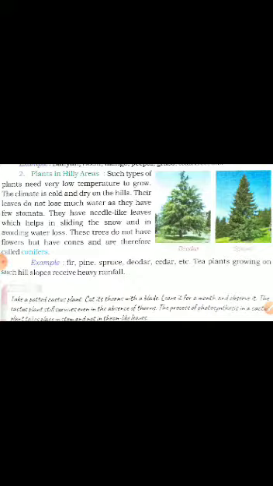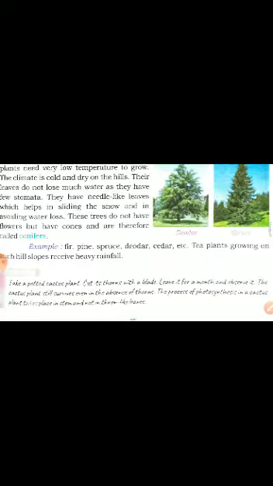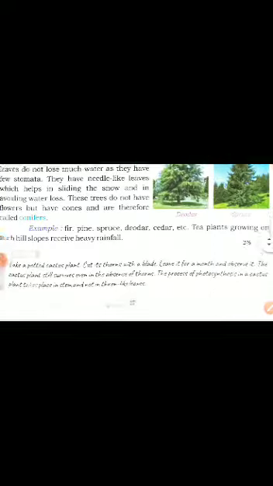Here we are having pointed leaves to ensure that snow does not deposit anywhere, rather it slides, and to avoid water loss, because if the leaves are flat enough, then there will be lots of water loss. These trees do not have flowers but have cones and are therefore called conifers, right? They have the flowers in the form of cones. Now the examples here are fir, pine, spruce, deodar, cedar, etc. Trees growing on such hill slopes receive very heavy rainfall.